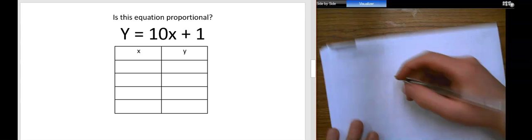So then let's look at 10x plus 1. This one, right away, we know it's not proportional because it's got this cute little plus 1 hanging out there. With the plus 1, not proportional. Create a table for it anyway. X, y equals 10x plus 1, y. Again, I can pick any number I want. I'm going to pick those simple numbers, 0, 1, 2, and 3.